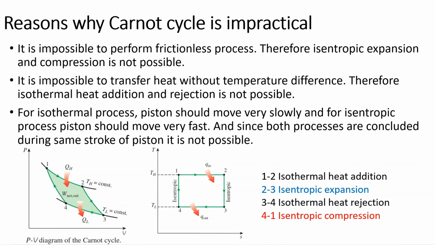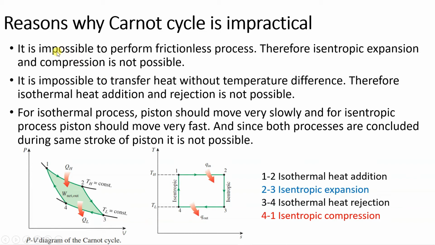Now, Carnot cycle is impractical. There are many reasons. First reason is because it is impossible to perform frictionless process. So if you see Carnot cycle, this is about Carnot heat engine. 1 to 2 is isothermal heat addition, 2 to 3 is isentropic expansion, 3 to 4 is isothermal heat rejection, and 4 to 1 is isentropic compression. In this cycle, all the lines are solid lines, meaning the cycle is a reversible cycle.